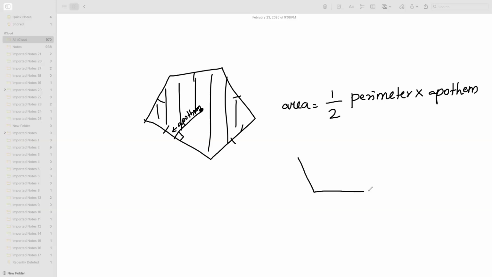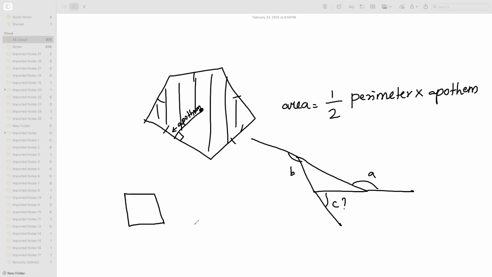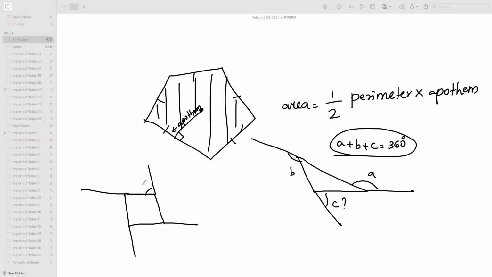What is the sum of the external angles of a triangle? External angles means A, B, C. What is the sum of the external angles of a triangle? 360. Okay. Here you are saying A plus B plus C is 360. Correct, that's accepted for a triangle. For a quadrilateral, what is the sum of the external angles?